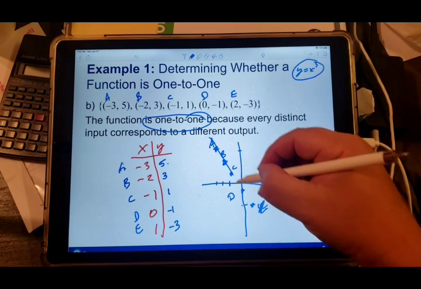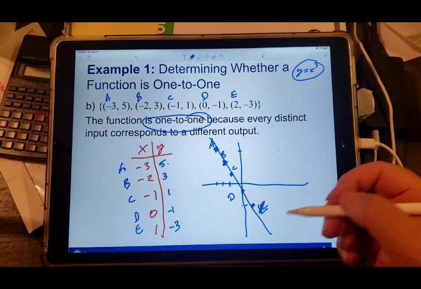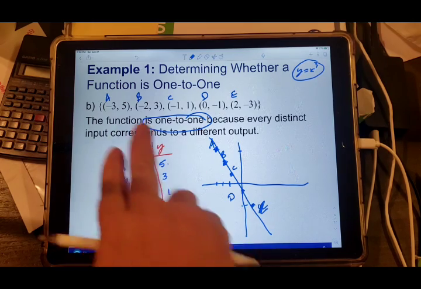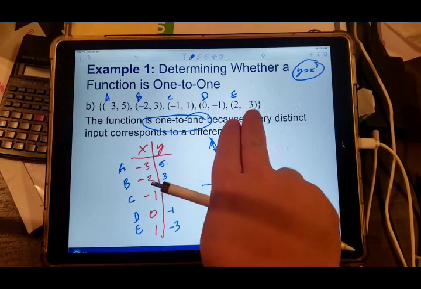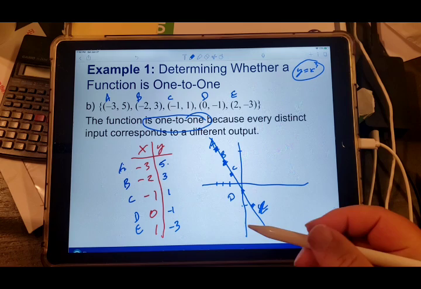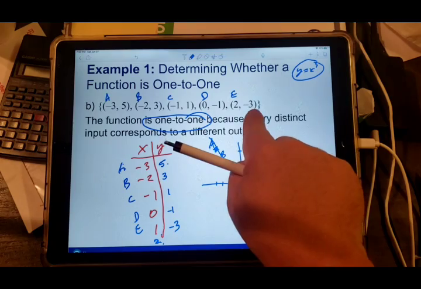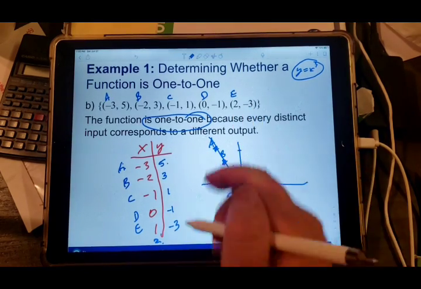Kind of looks like this is a line, and I think we'd be correct in assuming it probably came from there. But when you're given a table, when you're given a list, don't make assumptions. In other words, don't assume that you know what would happen if you put a 2 in here. You know, we weren't given that on the list. Oh, we were. 2, -3. Yeah.